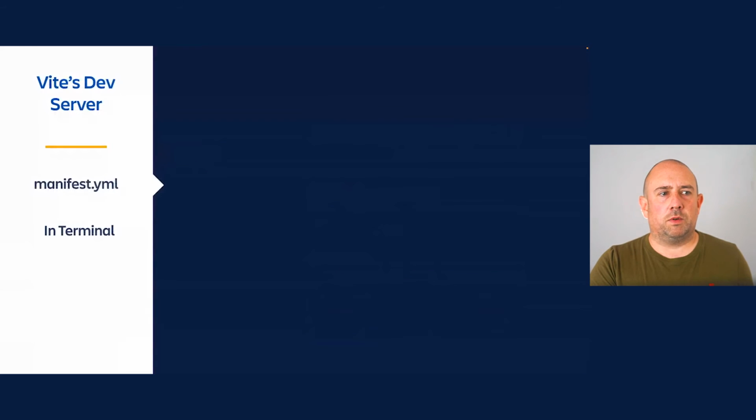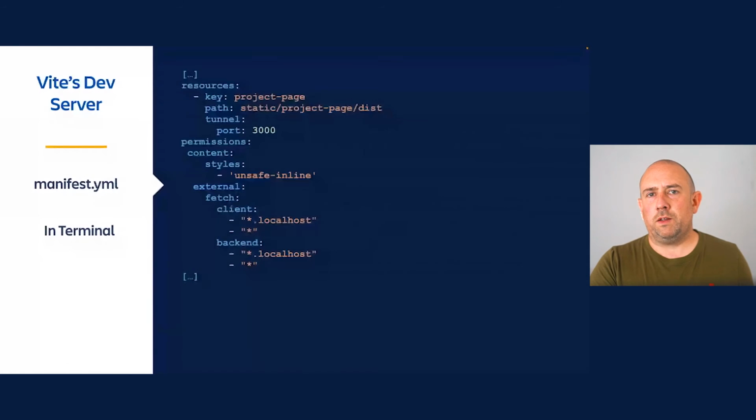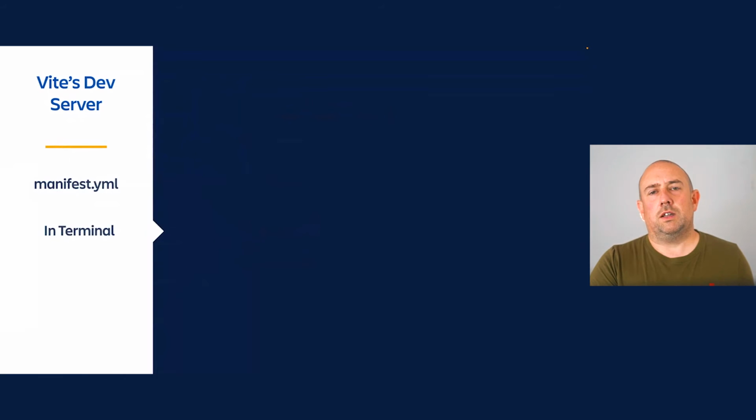How to set it up? Well, you have to make a few changes to the manifest. It's not that hard. There are a few permissions, there's a tunnel, but there's also good documentation. And then you have to set it up in the terminal to start the dev server. And again, you type vite, and that's it.